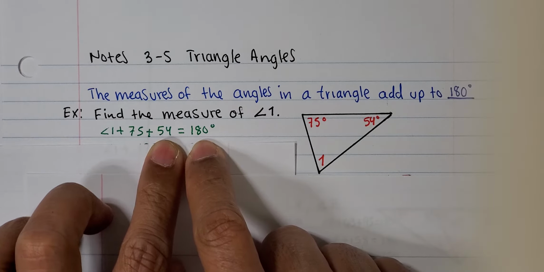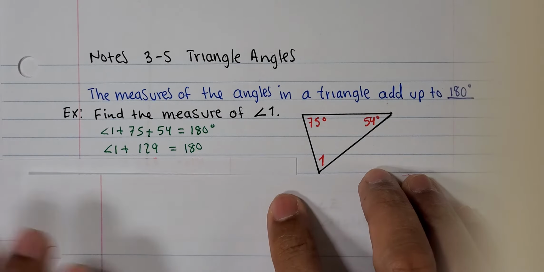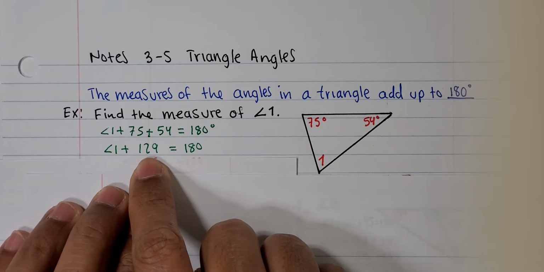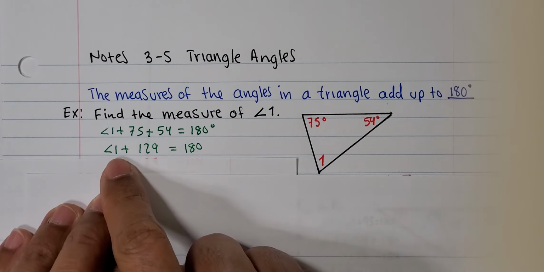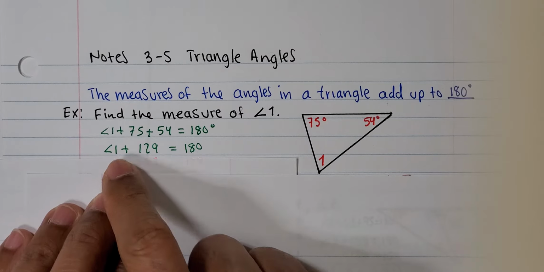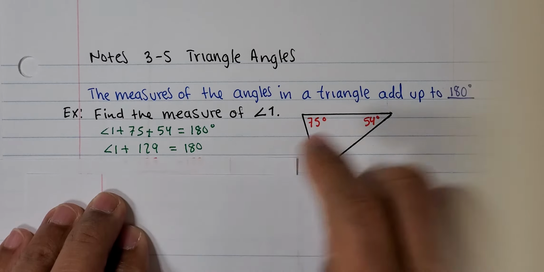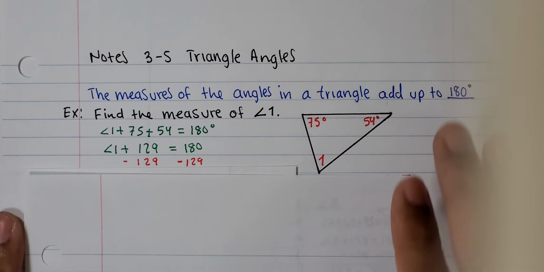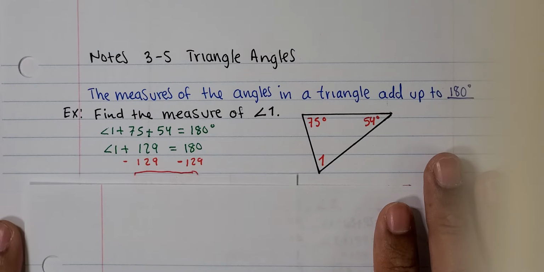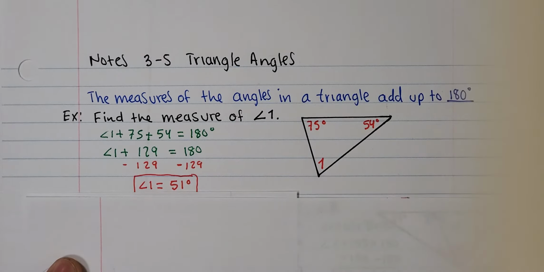Okay, so then I'm going to add 75 and 54. And when I add those two angles, they add up to 129 degrees. So this angle plus 129 equals 180. Since I want to find the measure of angle 1, what I'm going to do next is subtract 129 from the left-hand side and the right-hand side. And once I do that, I find the measure of angle 1. Okay, so in the end, the measure of angle 1 is 51 degrees. All right, so let's go ahead and go to the next problem.